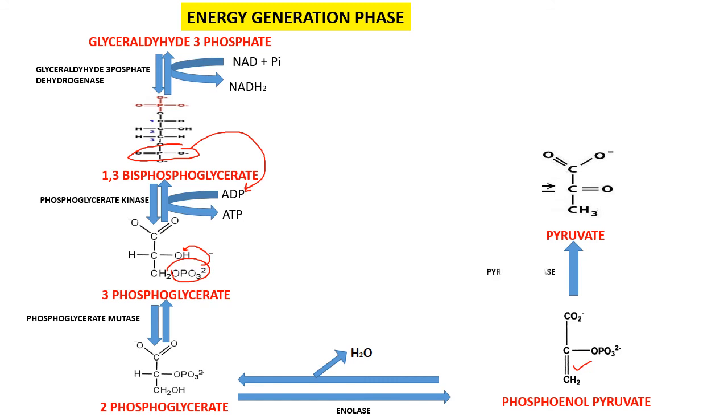In the last step of glycolysis, the phosphoenolpyruvate gets converted into pyruvate. The phosphate of the phosphoenolpyruvate is transferred to the ADP, which produces ATP, and the enzyme which converts phosphoenolpyruvate to pyruvate is pyruvate kinase. With this, let us see the balance sheet of glycolysis.